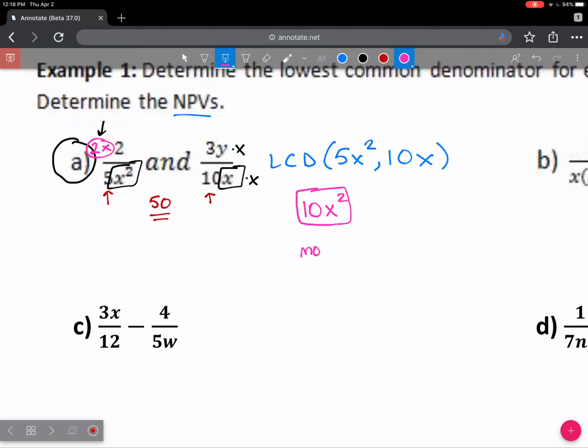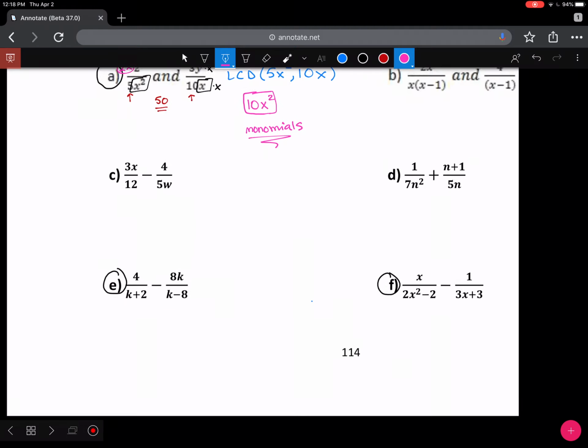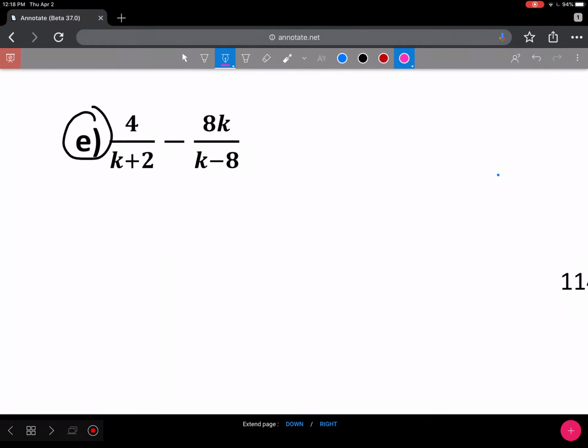So this is an example where you have monomials only in the denominator. The second example here at the bottom is when you have binomials only, and while it might seem scary at first, it is actually easier than the monomials. Simply, what I like to do is wrap these denominators in brackets because they are treated as an object of themselves, a binomial. So when you're trying to find the LCD for these two terms, you simply just have to multiply them together. So the binomial is going to be k plus 2 and k minus 8.